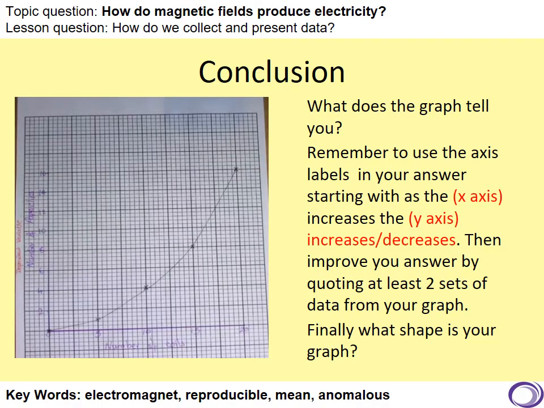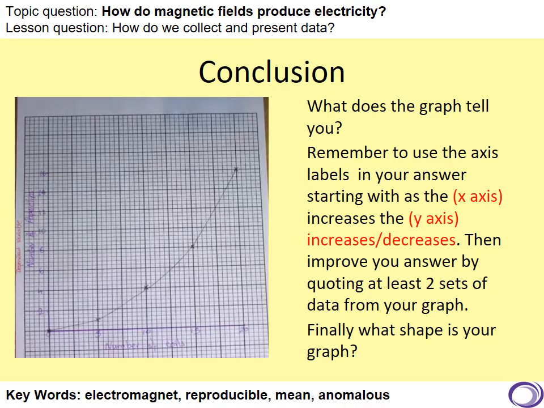Okay, then I'd now like you to write a conclusion for our experiment. What does the graph tell you? Now, when writing a conclusion, remember to use the axes labels. So starting with the x-axis, what happened as you increased the x-axis? So in this case, I'd say, as I increased the number of coils. You then need to comment on what happens to your dependent variable on the y-axis. Does it increase or decrease?